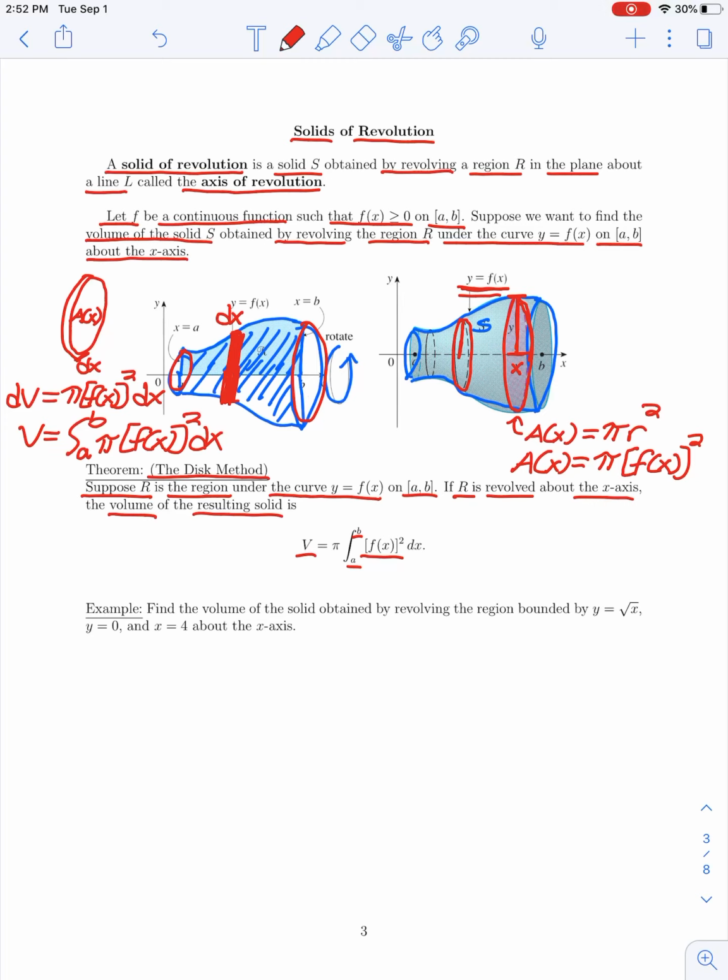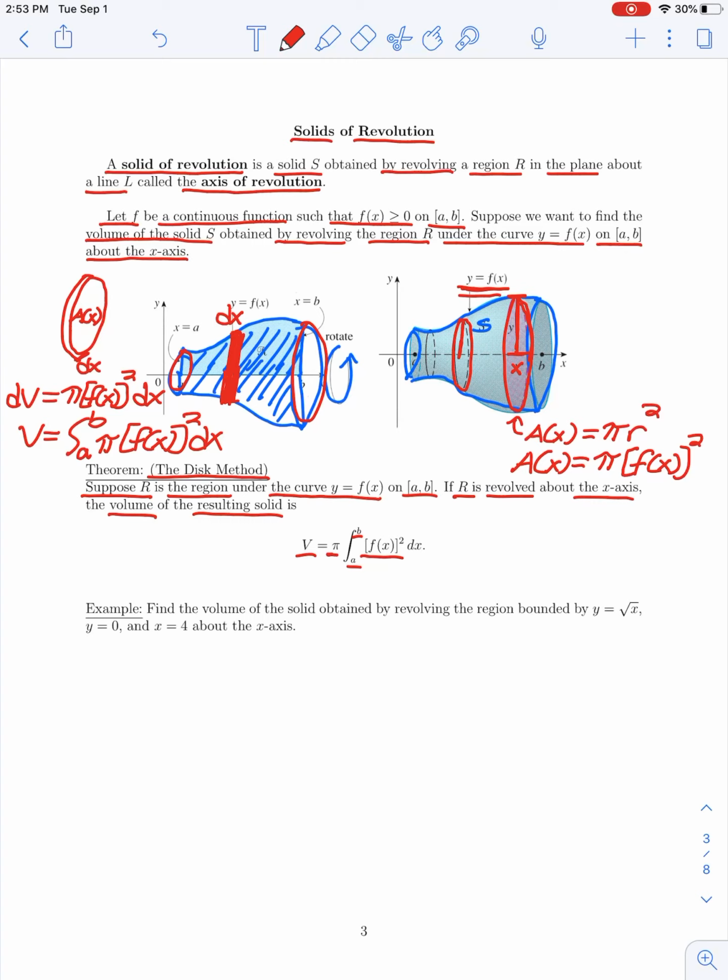And that pi, I can of course pull out in front of my integral. I can pull any constant that I want out in front of my definite integral. So this is referred to as the disk method. It's a special case of the method of slicing where our cross sections perpendicular to an axis are circular disks. So let's look at some examples making use of this disk method.